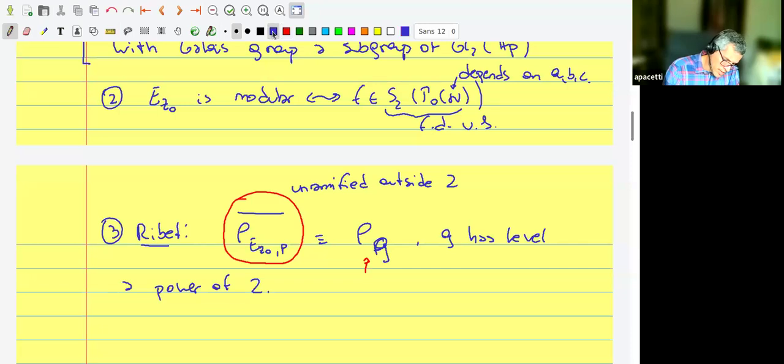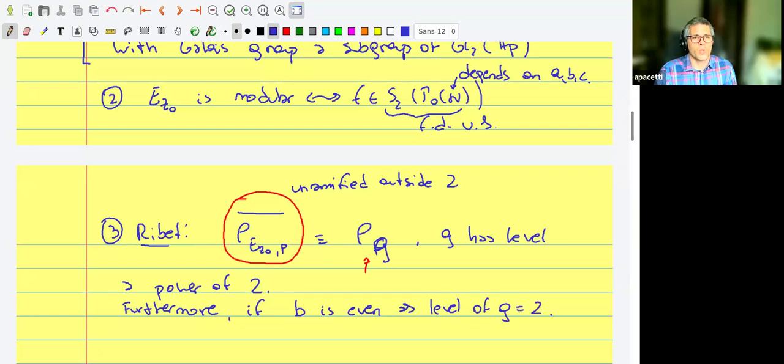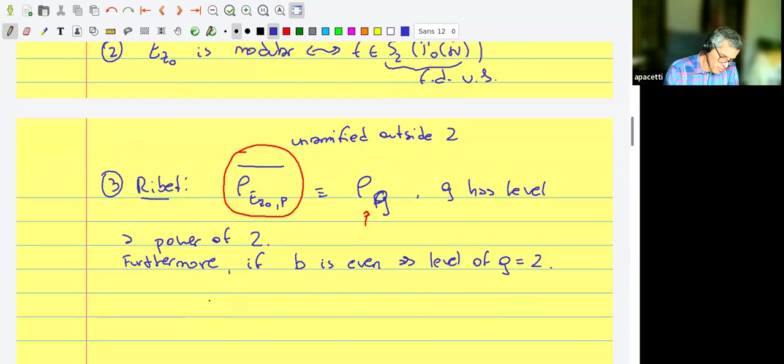And furthermore, what you can prove in this case, if you start with a solution such that B is even, then the level of G is exactly 2. Okay, so you have to make some choice. It's not true that any solution will have level 2. But if you assume that B is even, you can always permute the coordinates A, B, and C. Then you can assume that the level is 2. And how do you prove it? In the proof, you say, okay, the space of weight 2 and level 2 modular forms is just 0. So there cannot be a form, end of the story. So there cannot exist any non-trivial solution.